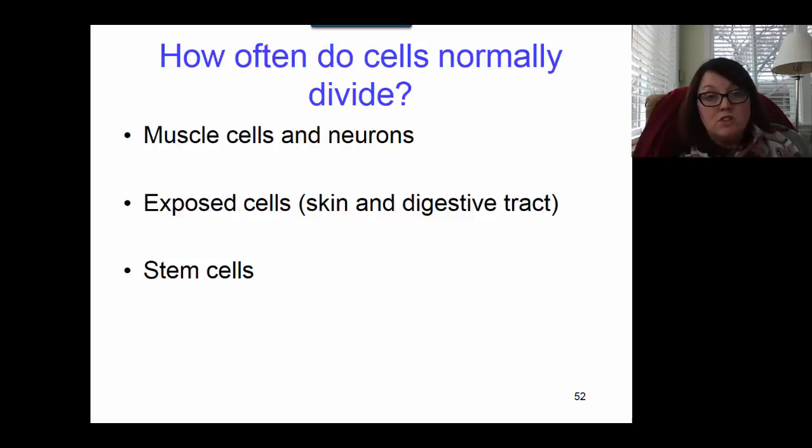Exposed cells, such as the cells in your skin and all along your digestive tract and parts of your respiratory tract, those exposed cells are very good at cell division. And stem cells are very good at cell division.